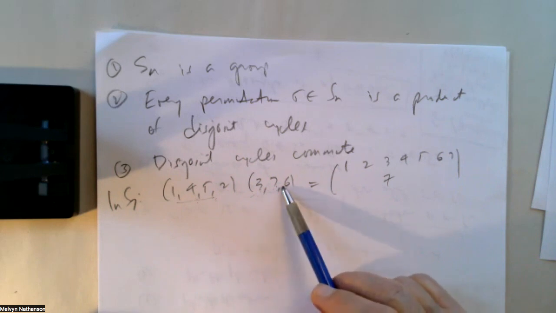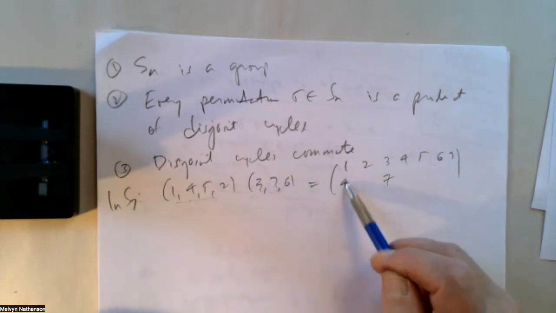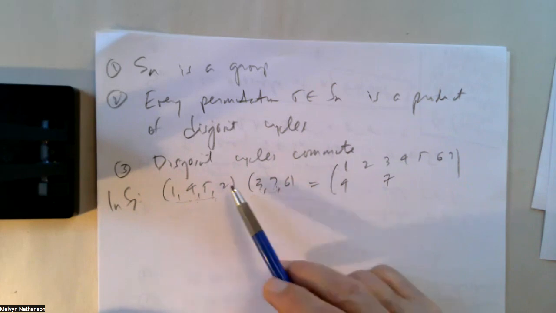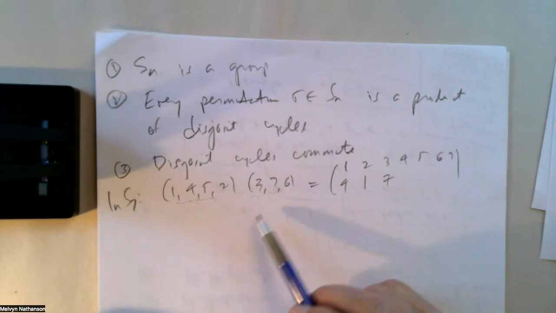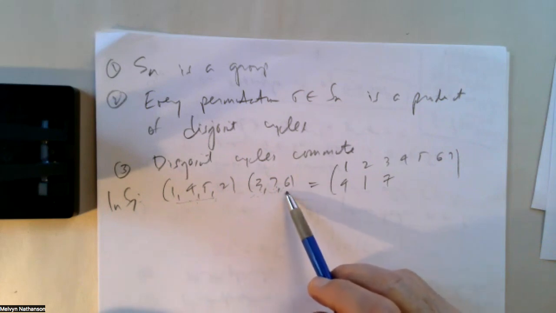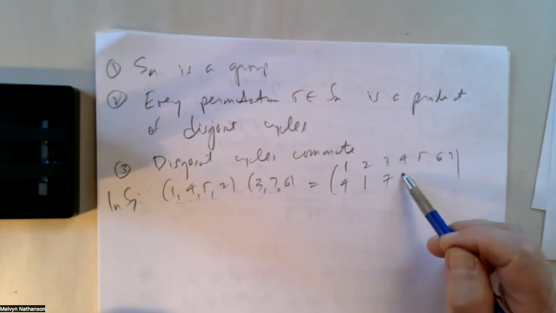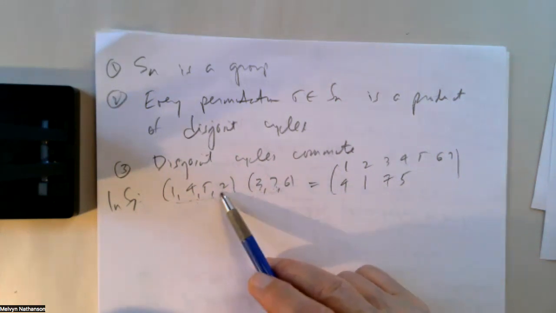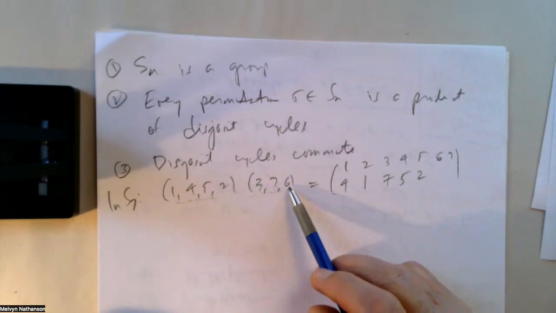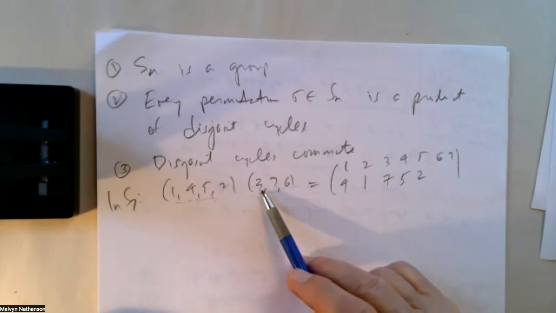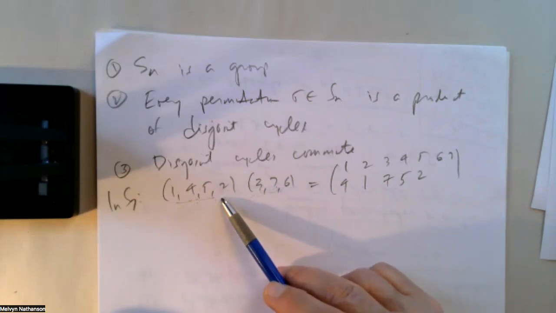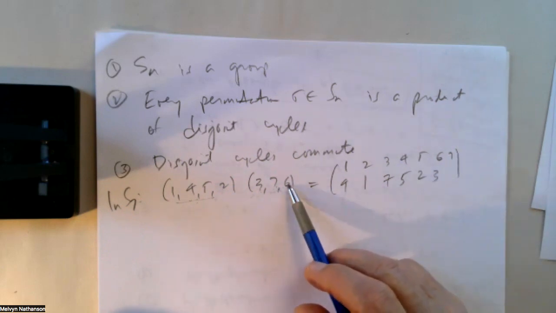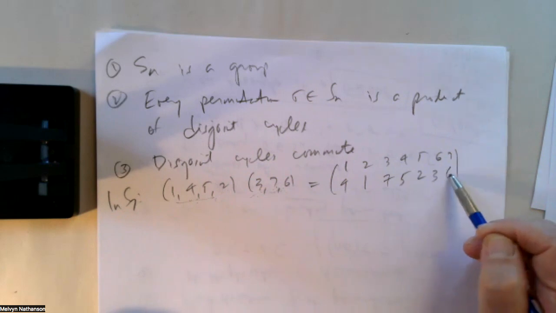So this sends 1 to 1, and then this sends 1 to 4. There's no 2 here, so this sends 2 to 2, and this sends 2 to 1. There's no 4 here. 4 goes to 4, and this sends 4 to 5. There's no 5 here, so 5 goes to 5, and this sends 5 to 2. There is a 6 here. 6 goes to 3. There's no 3 here, so 3 goes to 3, so 6 ends up at 3. This sends 7 to 6 to 6.